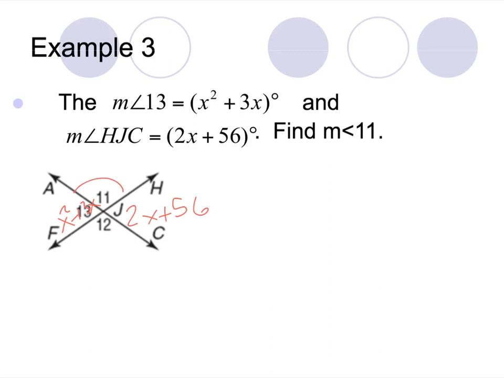Well, what do I know about these two angles that I do have information about? They are vertical angles. And what do I know about vertical angles? Vertical angles are congruent. And if they are congruent, their measures are, you guessed it, equal. Oh, snap. I got a quadratic. What do I need to do? Let's set her equal to 0.